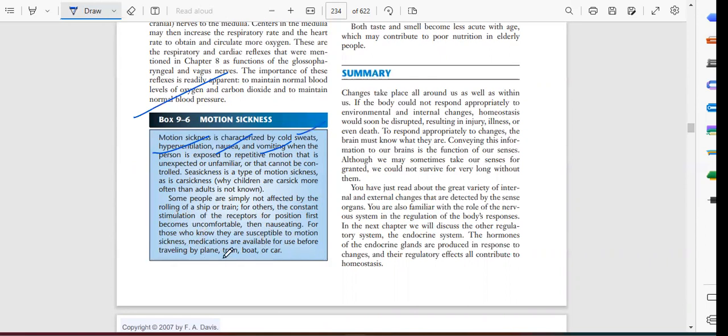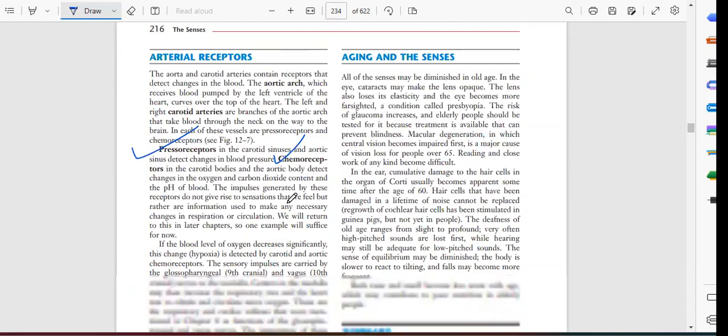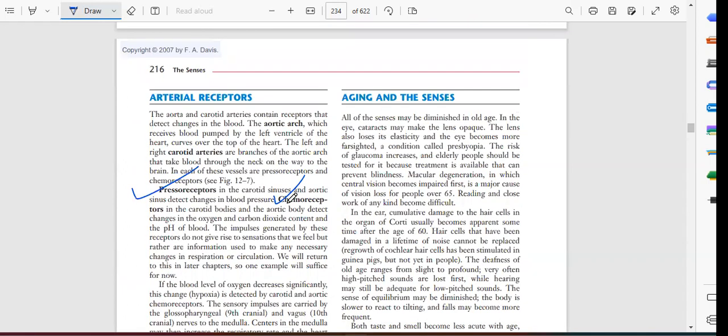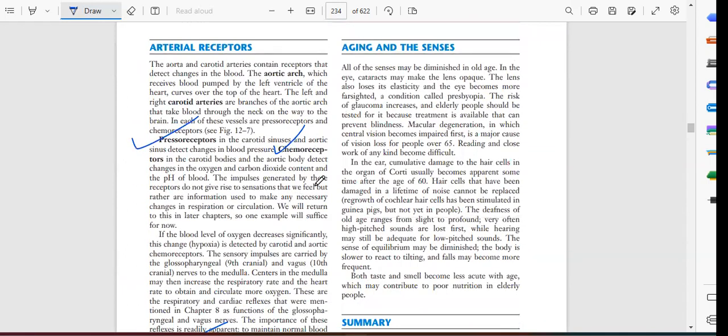So basically, motion sickness is due to the movement of receptors. The receptors will move gradually, and that's the reason the patient may feel vomiting, nausea, or sweating. So we have to use medications for that, because their receptors are very sensitive. That's the reason it is happening.